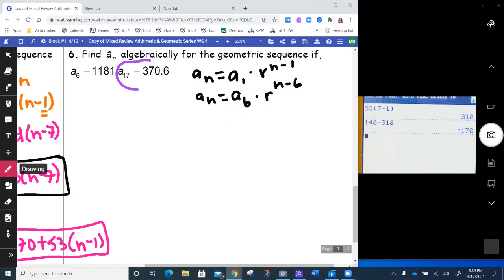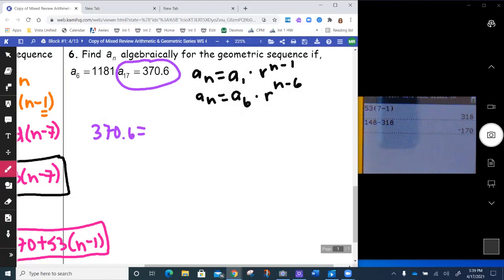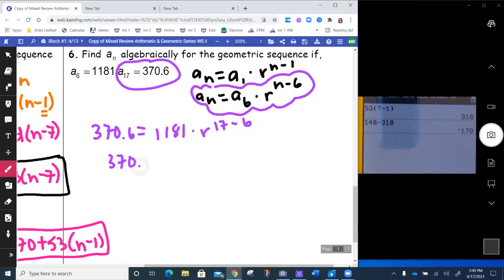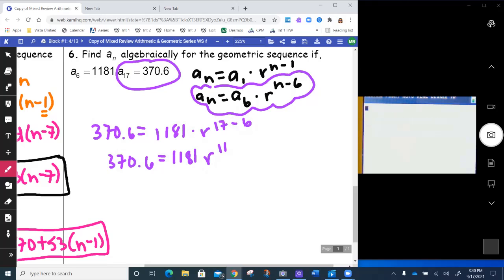So I am going to take this one here, which is 370.6, is equal to my a sub 6. So I'm using this one right now. Okay, so my a sub 6 is 1181 times r to the n minus 6. Now mine is going to be 17 minus 6. So I'm going to get 370.6 is equal to 1181 r to the 11th. I'm going to divide both sides by 1181.